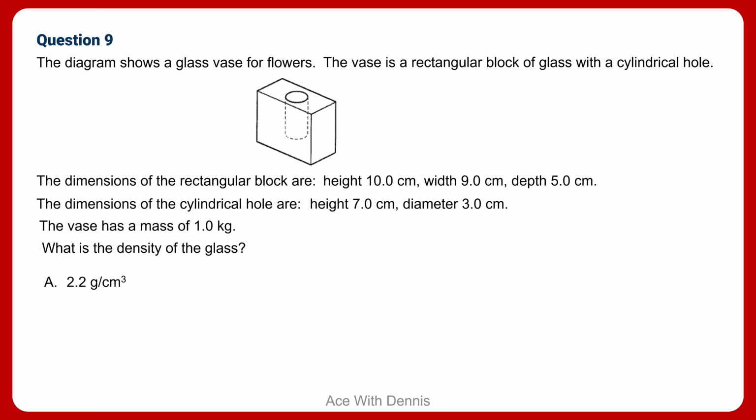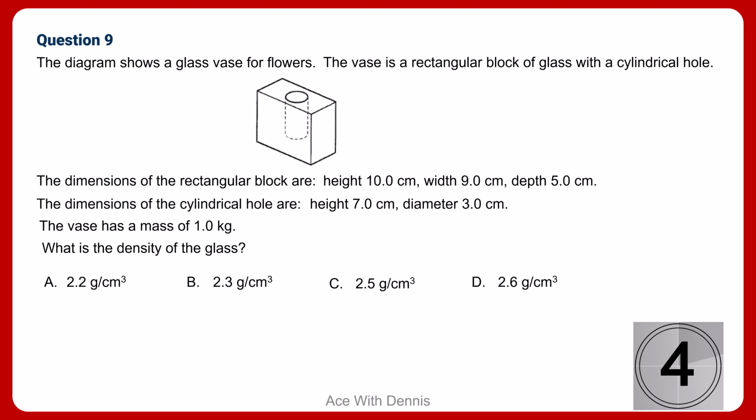A. 2.2 grams per centimeter cubed, B. 2.3 grams per centimeter cubed, C. 2.5 grams per centimeter cubed, or D. 2.6 grams per centimeter cubed. The answer is C. 2.5 grams per centimeter cubed.